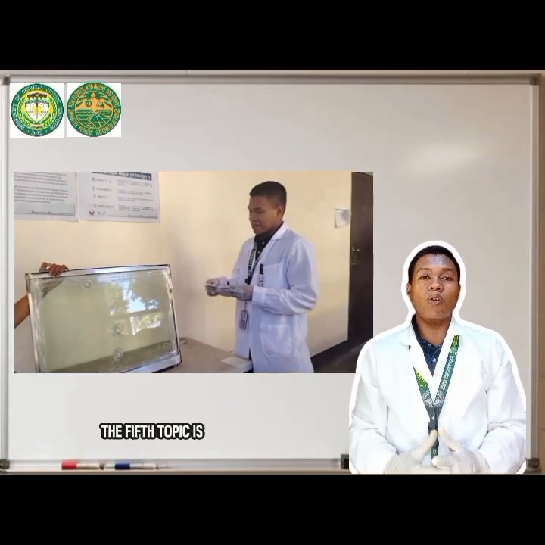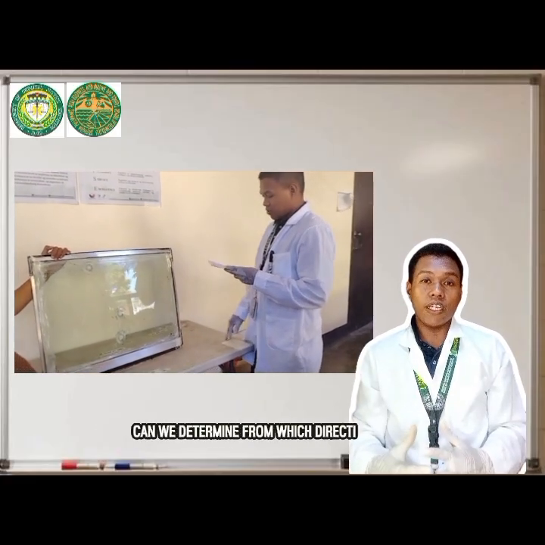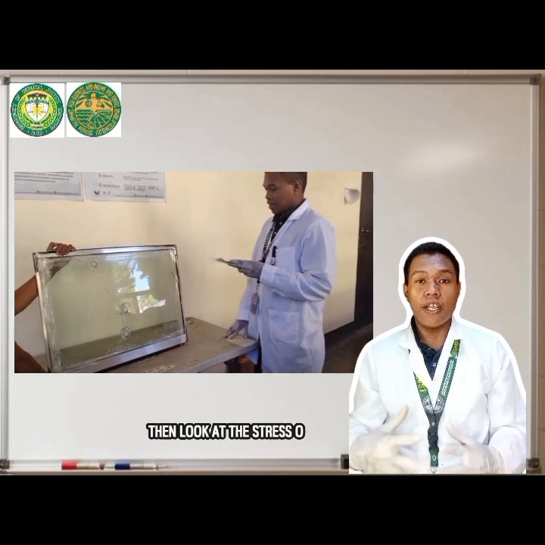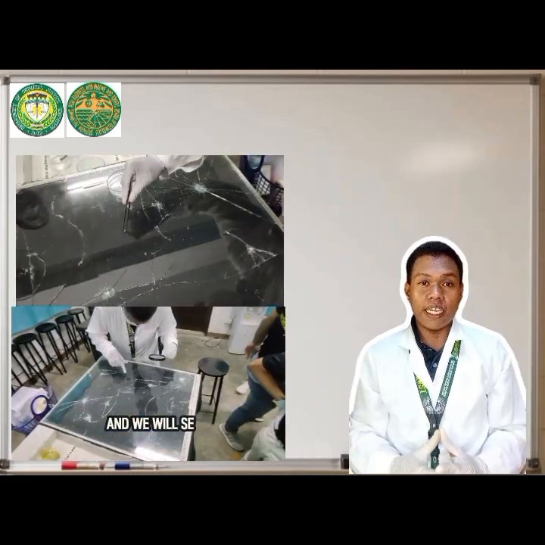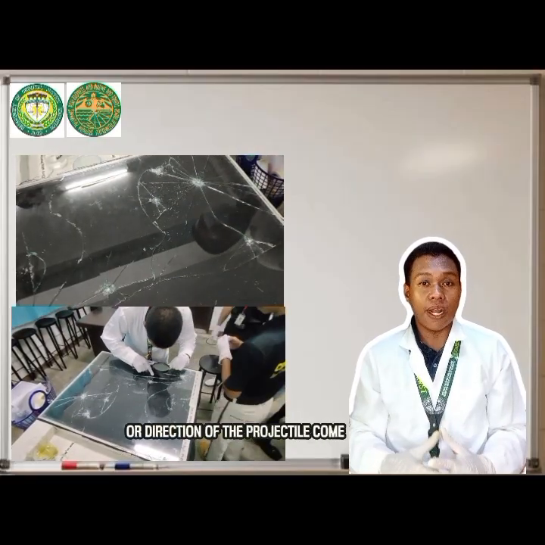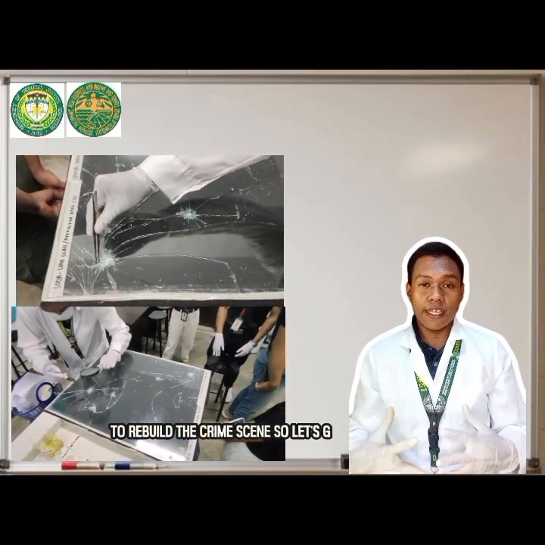The 5th topic is looking at the fracture pattern. Can we determine from which direction a bullet or a projectile came from? Then look at the stress or cracks, and we will see if we can determine from those cracks which direction the projectile came from. From there, it will help us to rebuild the crime scene. So let's get started.